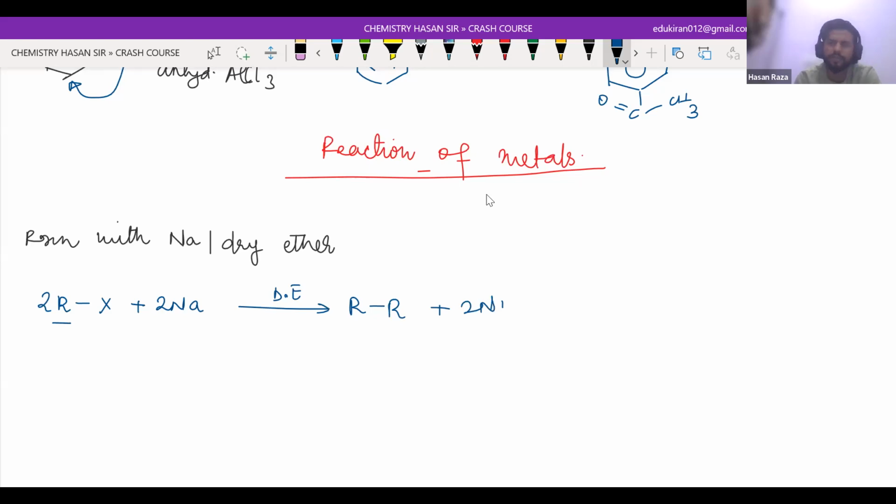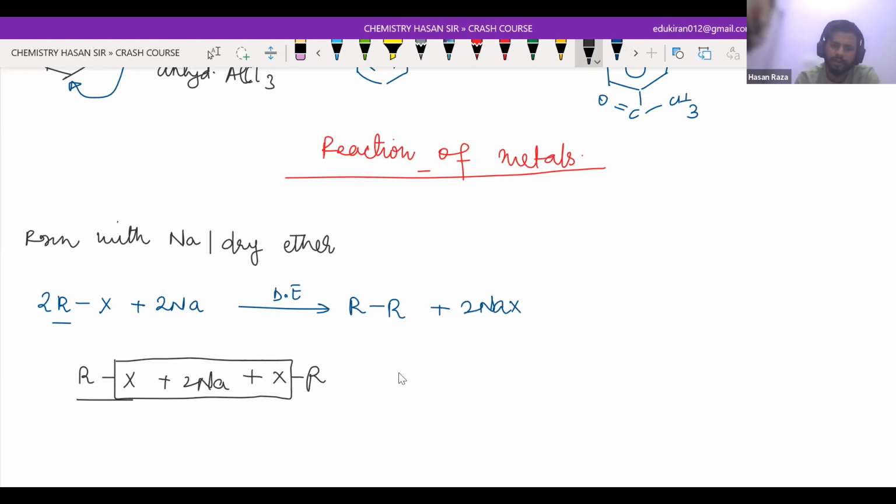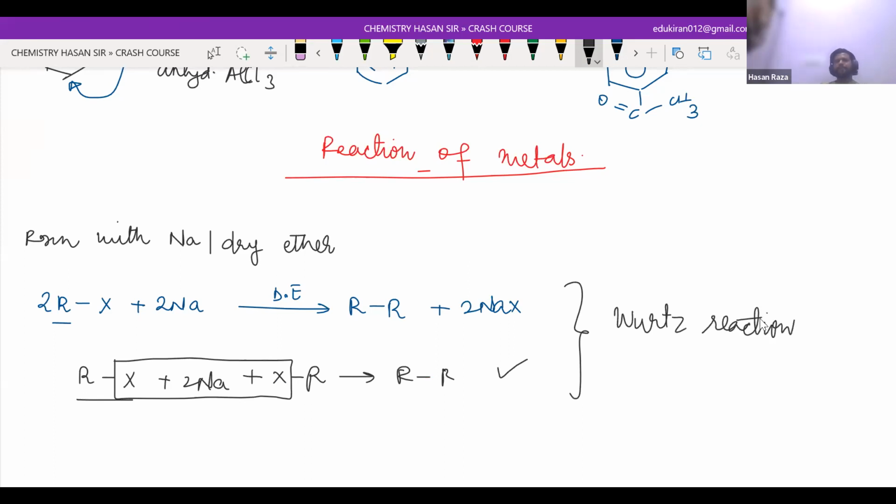You have already studied about this. You can remember it like this: 2 moles of RX with 2Na, with the second RX as a mirror image of the first, and then you take out the halides and you get R-R. Is that clear? This is known as Wurtz reaction. Yes, sir.